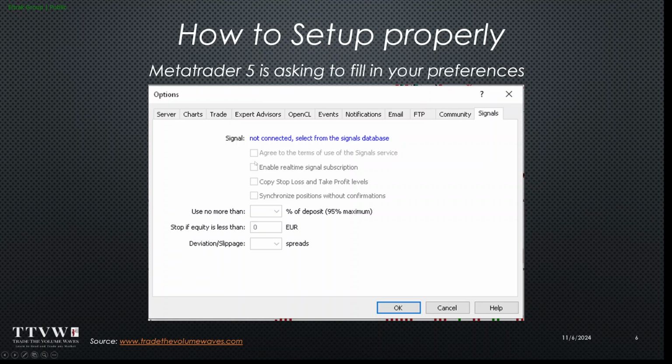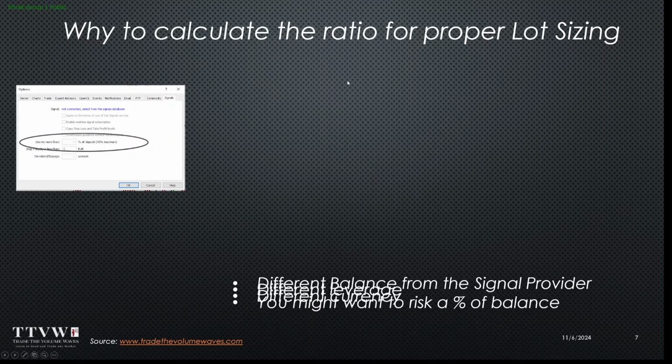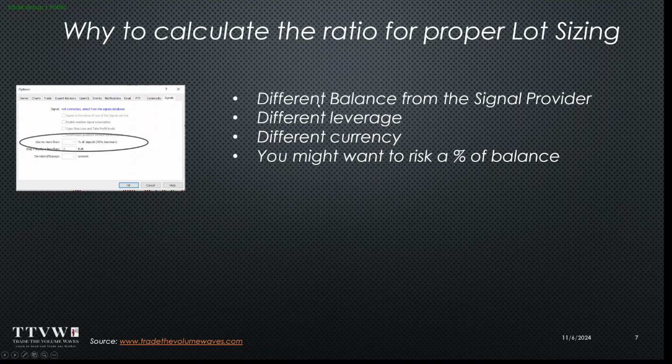So all this should be ticked. Then we need to set up this number, and you also need to adjust your equity limit. Very important, this number. And why do we need to calculate this ratio? Because this is a ratio, a percentage, for proper lot sizing. Why is that? Because you have a different balance from the signal provider. You are the subscriber, and there is the signal provider.